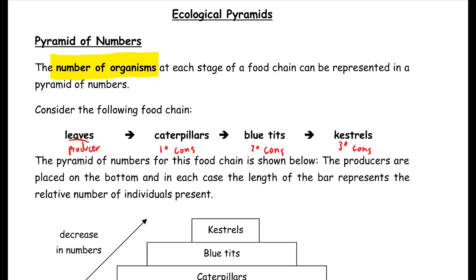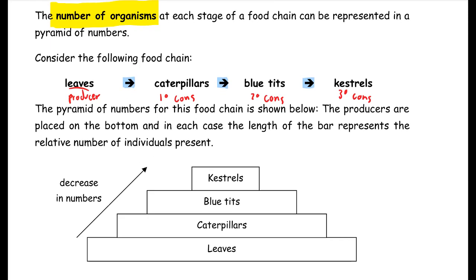And you'll remember from the last little video that this little arrow means the transfer of energy and substances. So the leaves get eaten by the caterpillars, who get eaten by the blue tits, and the blue tits get eaten by the kestrels. Now what we can do with that information, to give us a better indication of how many organisms are involved, is construct a pyramid of numbers. So you'd go out into the ecosystem, count the actual numbers and then construct a little pyramid like this.